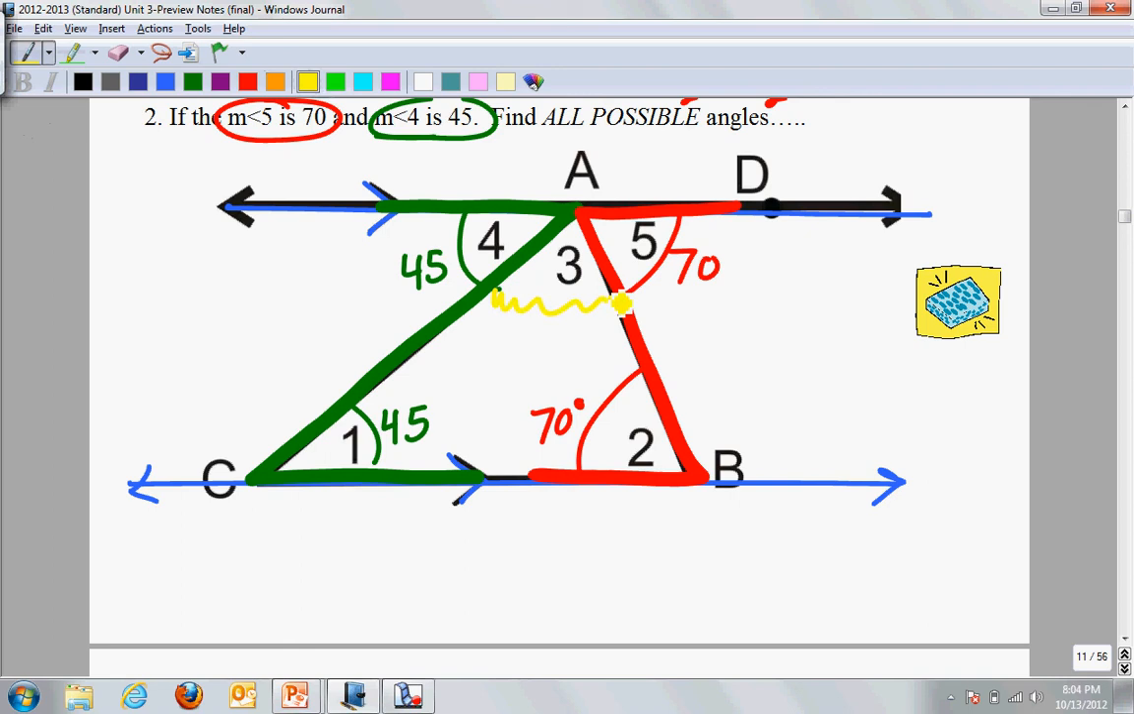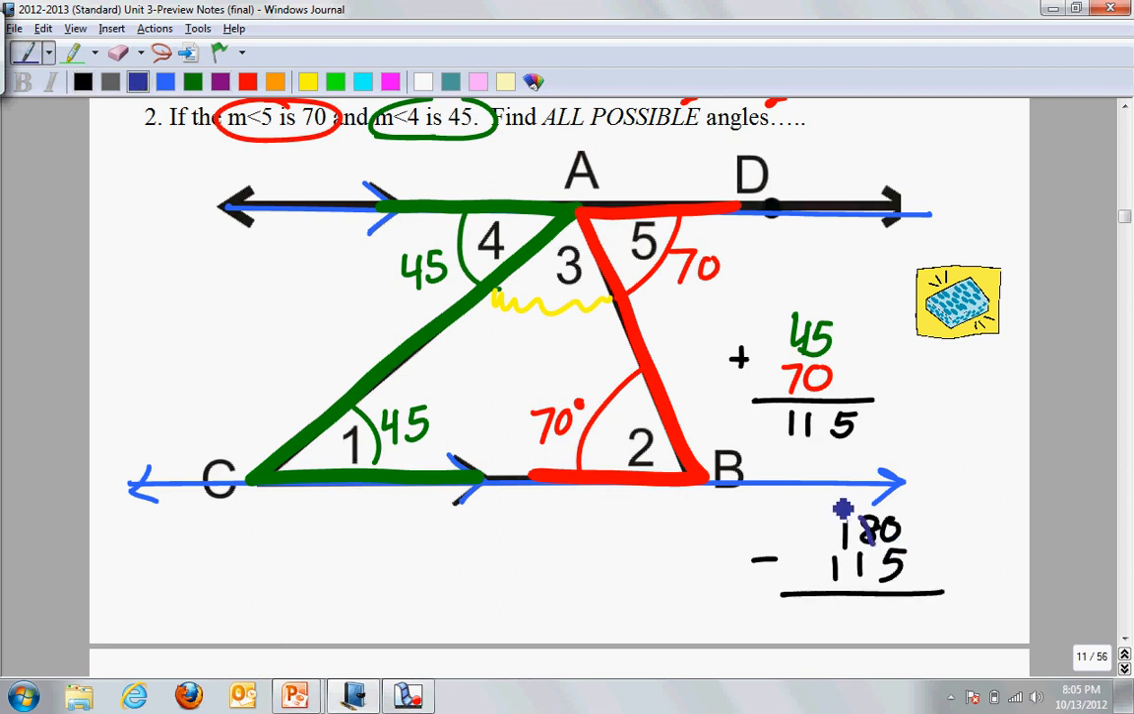Now that we've transferred those, it's really easy. We have this one angle, and all we need to do is add up 45 and 70. That's 5. It's 11, 115. 180 minus 115. 5 from 10 is 5. 1 from 7 is 6. And angle 3 has to be 65 degrees. So when you have parallel lines, always hunt for alternate interior angles, armpits of the Z. They are extremely common. Be careful not to overlook them.